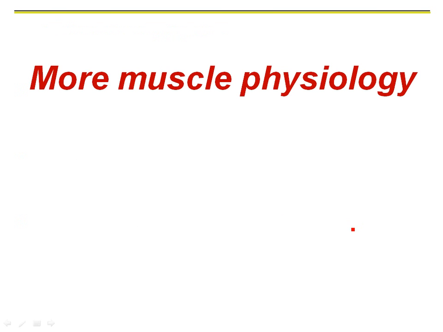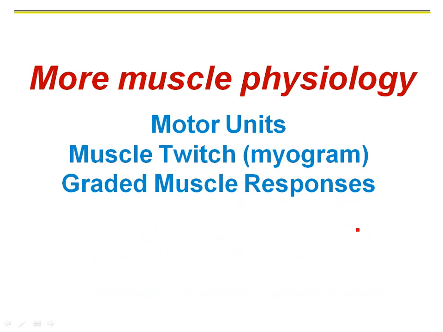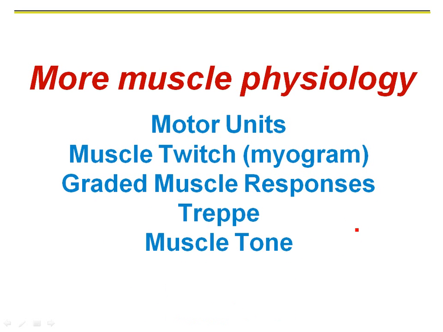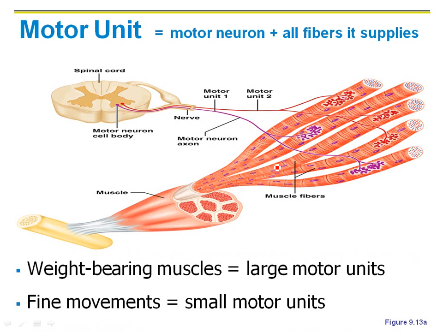So some more terms that we're going to talk about. We're going to look at motor units, a muscle twitch, a graded muscle response, actually several of them, something called treppe, the deal with muscle tone a little bit, different contraction types, and here we go. The motor unit. A motor unit is one motor neuron and all the skeletal muscle cells that it supplies.